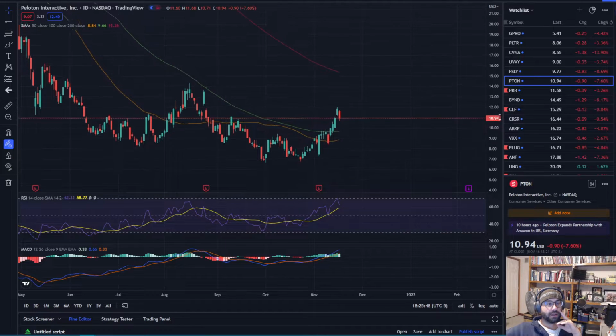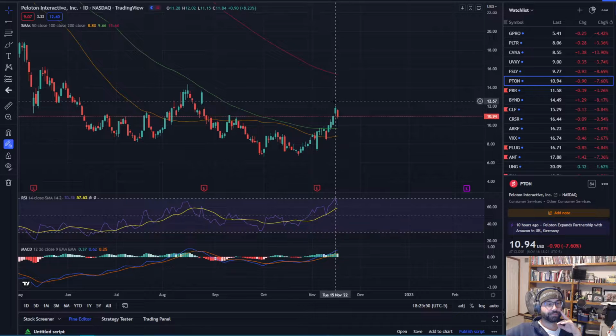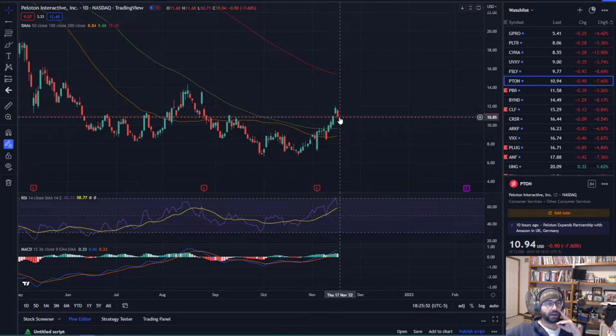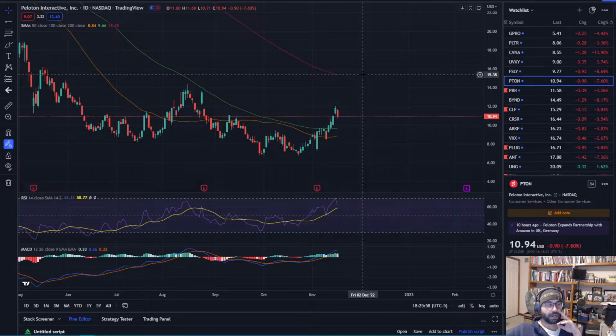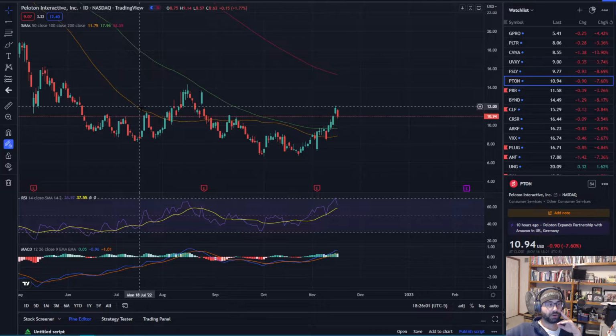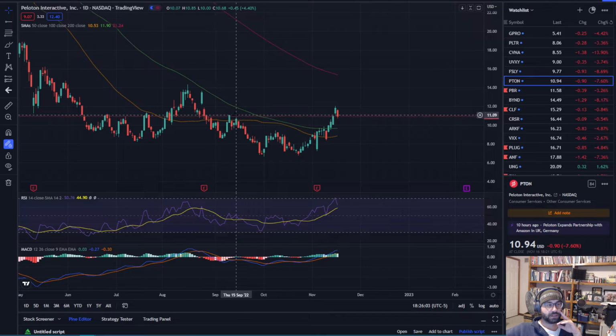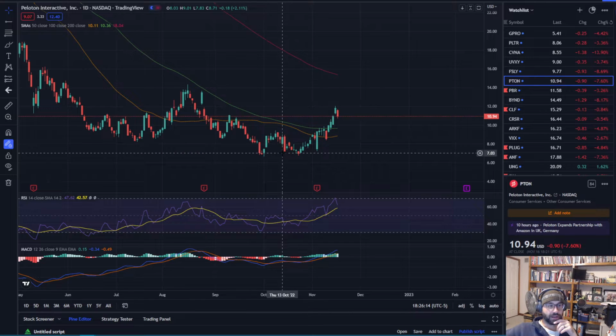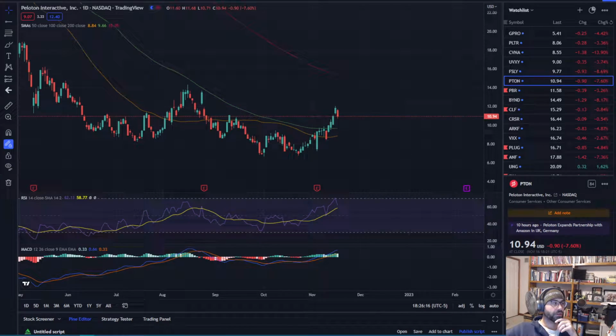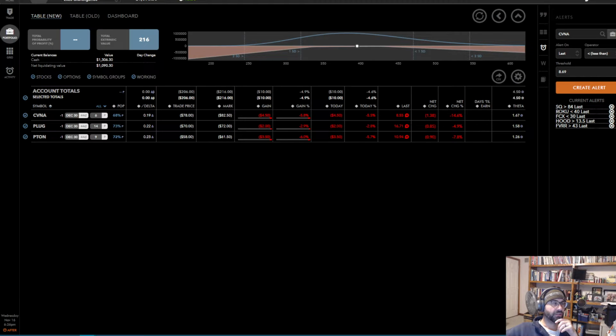And now PTON, I liked that it was a down day. That means I can collect more premium, but for the most part, it's been on an uptrend. We're also sitting here at support. We can see back here where it touched all of these lines. So that's comforting. And then we have a low here of 8.35 that would be pretty good support. And then the next low would be around 7. So the strike we have over there is 9.